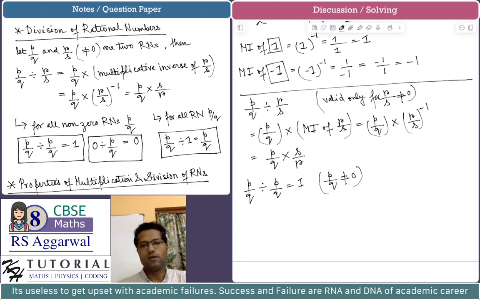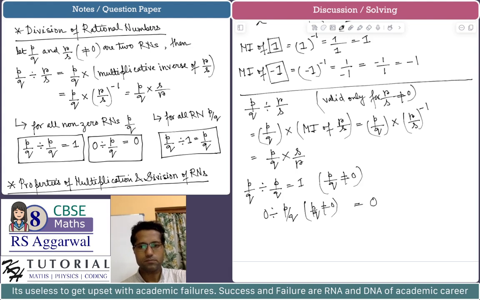And also, if you divide 0 by any rational number p by q, where p by q should not be equal to 0, the result is also equal to 0. So these are the main concepts of division of rational numbers.